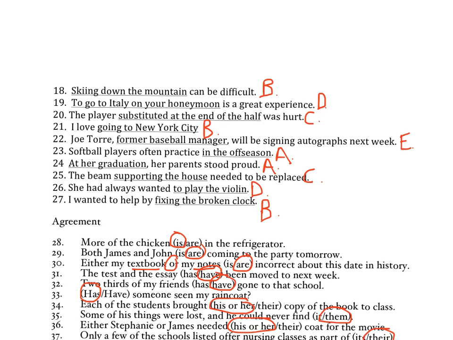The beam supporting the house needed to be replaced. Supporting the house describes beam, participial phrase. We could remove that. We could say the beam needed to be replaced. That sentence is fine. So supporting the house describes beam, participial phrase, not necessary.